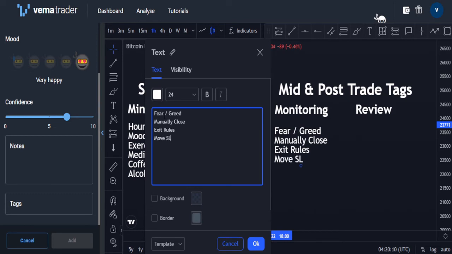Moving your stop loss and moving your TP, right, kind of ties into fear and greed. Not necessarily, because there are very valid reasons to move both those. But if you're moving it because of fear or greed, tag both. Tag that you moved your stop loss and tag that you were feeling fear. And even you might want to tag move stop loss because fear.